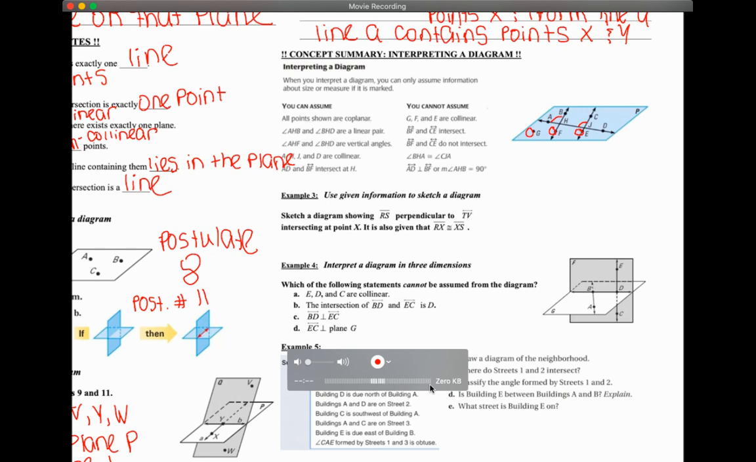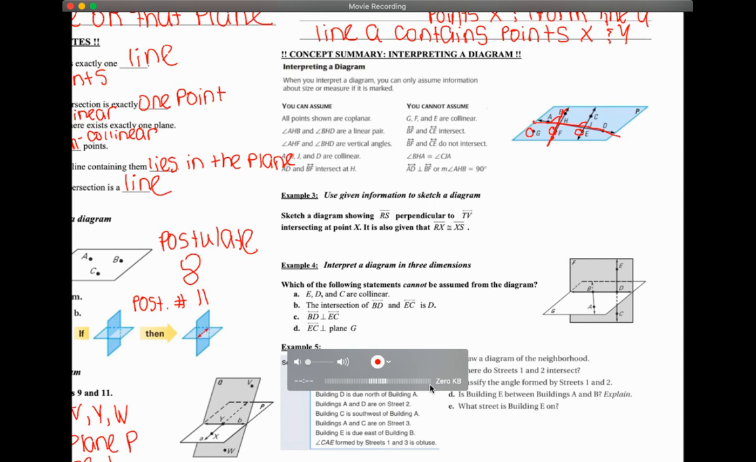And then we also cannot assume that AD is perpendicular to BF. AD is this line going across here. We can't assume that those are perpendicular and that there'd be a 90-degree angle because it's not marked. So basically, moral of the story, you cannot assume anything that's not marked.